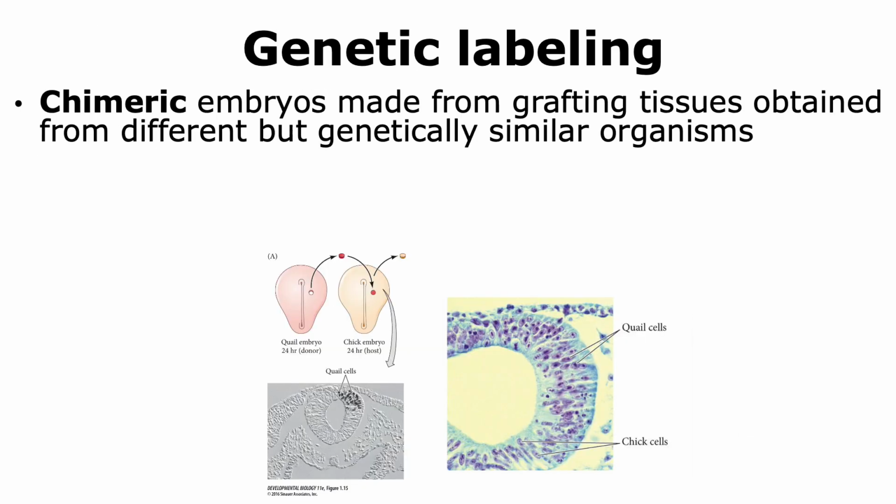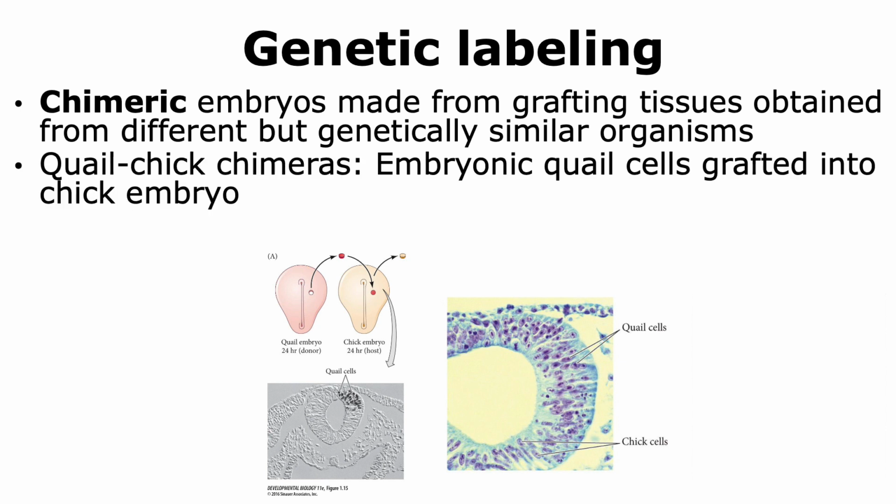Another way to study development is through genetic labeling. In the case of genetic labeling, forming chimeric embryos was a popular method. Chimeric embryos are made from tissues of different genetic but similar sources. For example, a quail and a chick. They are genetically different, but they also show a lot of similarities. And hence, chimeras were made where the embryonic quail cells were grafted into that of a chick embryo, as shown in the figure below.